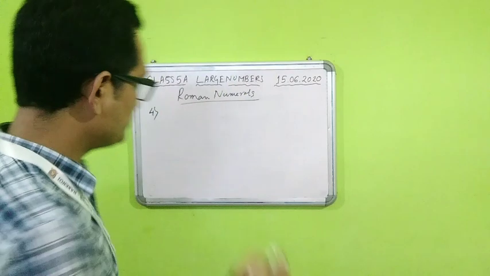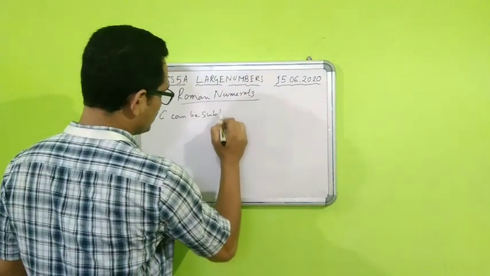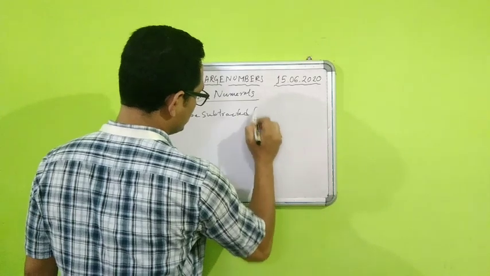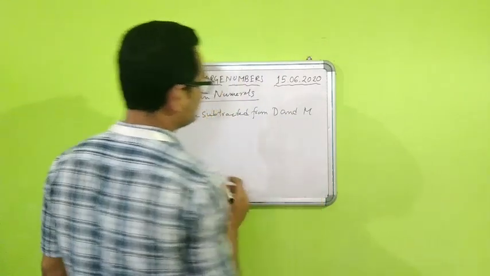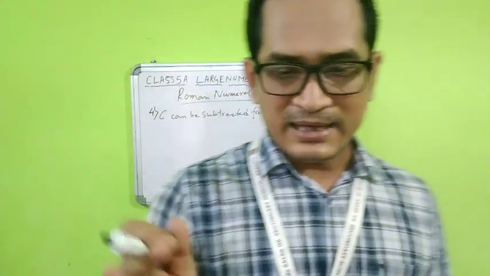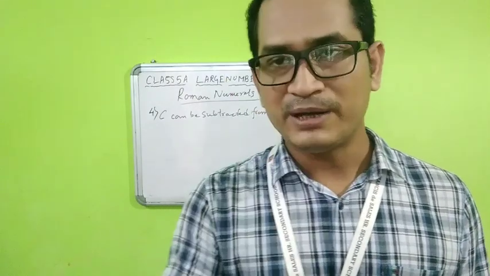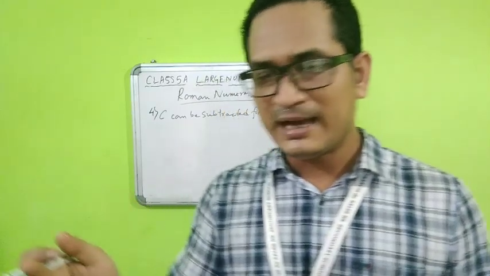C can be subtracted from D and M only. Now similarly, C can be subtracted from D and M. That means C means 100. So obviously C cannot be subtracted from L. Why? Because C is 100, L is 50. So you cannot subtract 100 from 50. So obviously C has to be subtracted from a value greater than C.